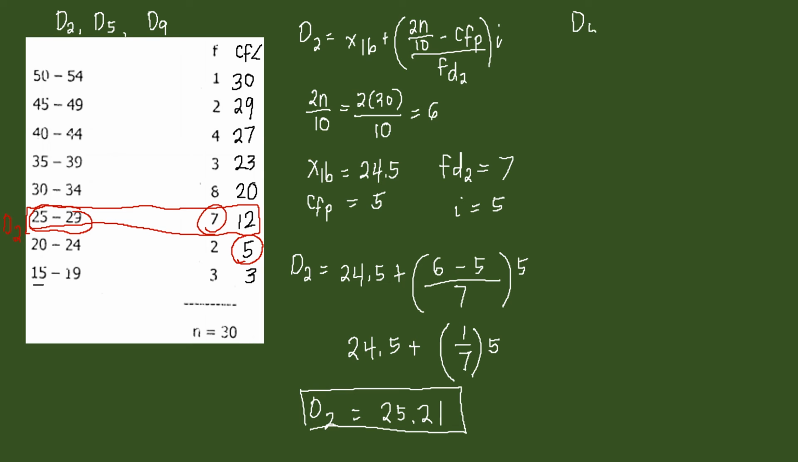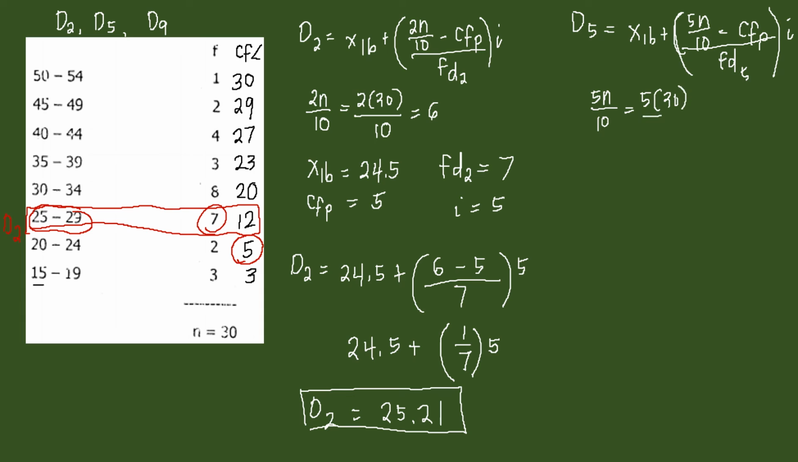Let us now solve for D5. Lower boundary plus 5n over 10 minus CFP all over f of D5 times I. So we solve for 5n over 10. That is 5 times 30 divided by 10, and that would give us 15. Then we look for 15 in the cumulative frequency, and we can say that it is in this class. So therefore, this is our D5 class.